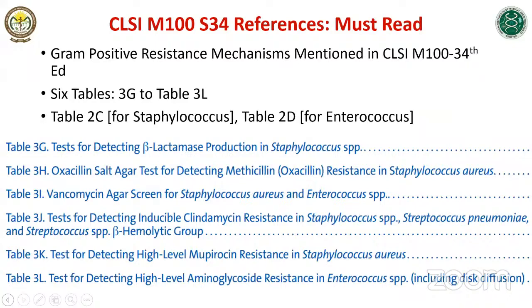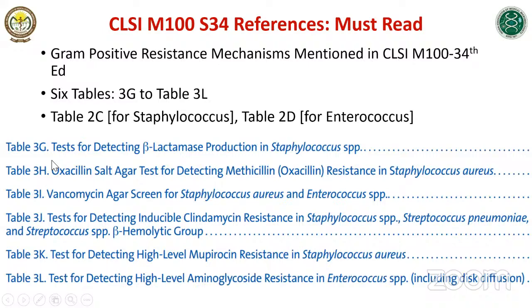Staphylococcus aureus. When you talk about gram-positive resistance mechanisms, we have to always follow the CLSI M100 document as much as we can. And there are at least 6 tables that we have to know by heart: Table 3G to Table 3L in the M100 document that is now available. And a lot of information you can also find in Table 2C for Staphylococcus and Table 2D for Enterococcus. So these 6 tables are from 3G to 3L.